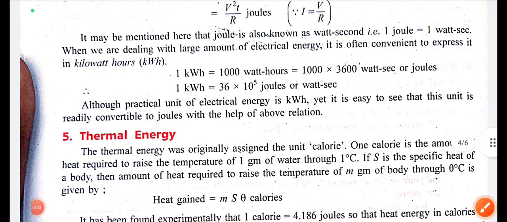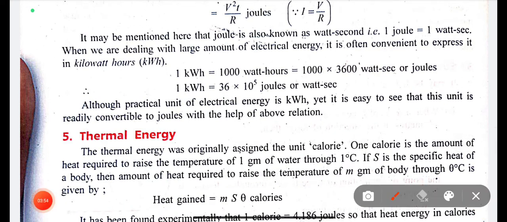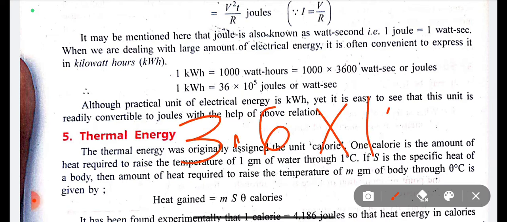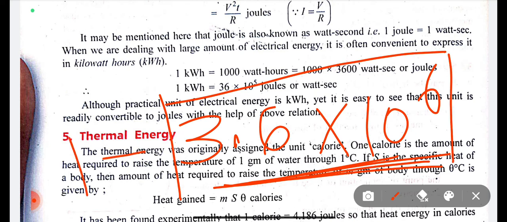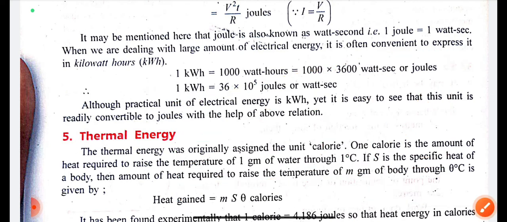In most books we find the value of 1 kilowatt hour equal to 3.6 into 10 to the power 6 joule, right?